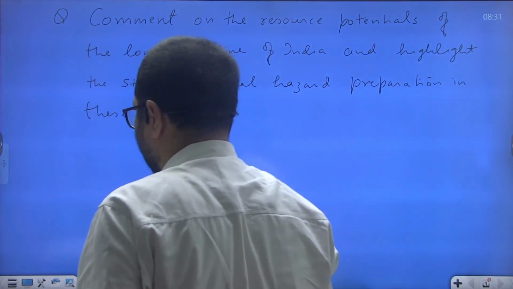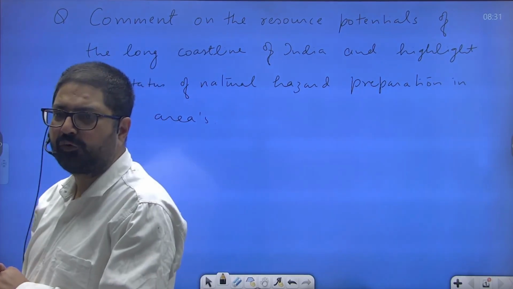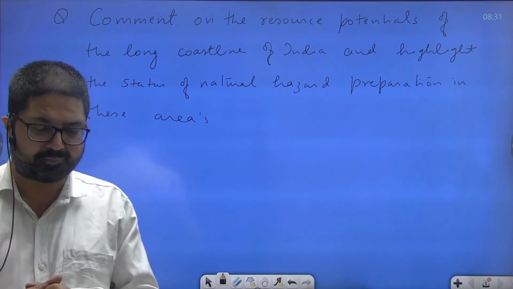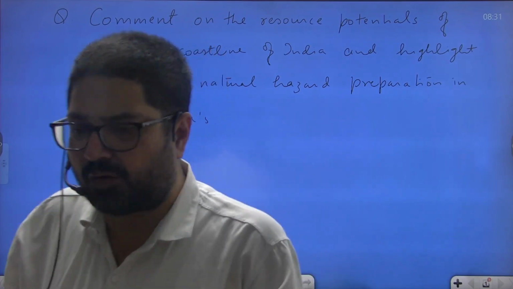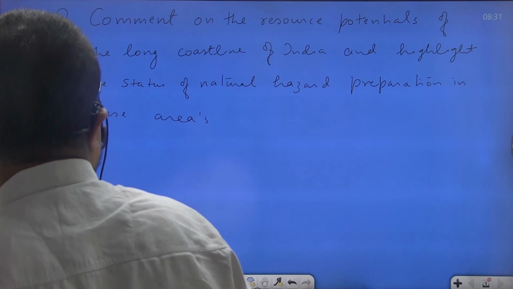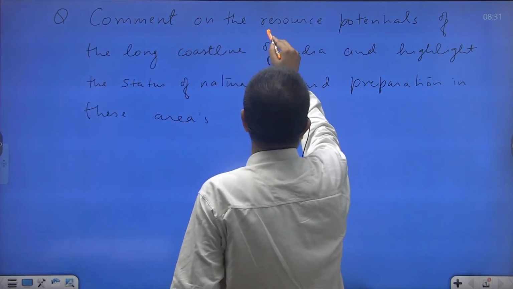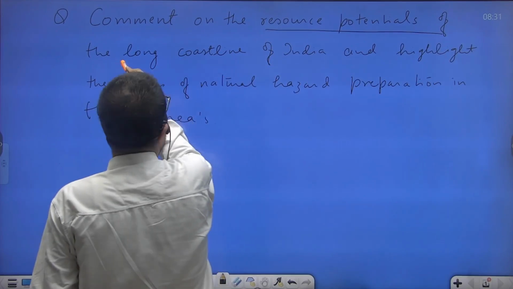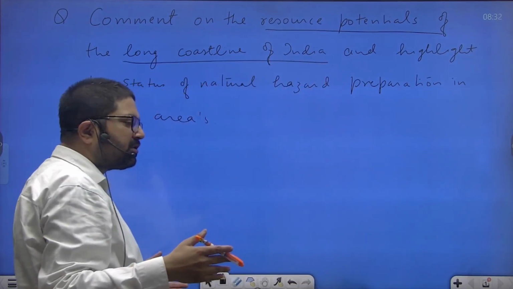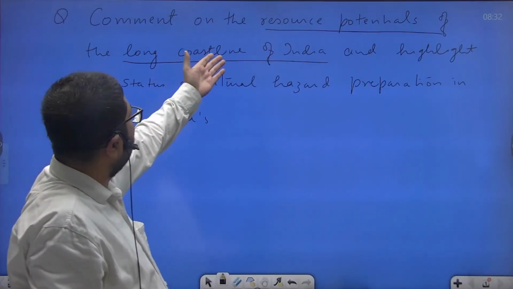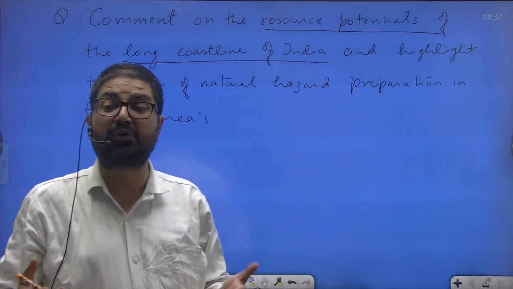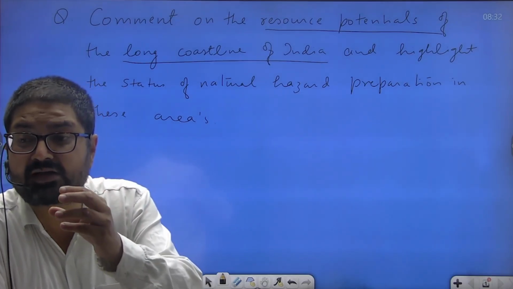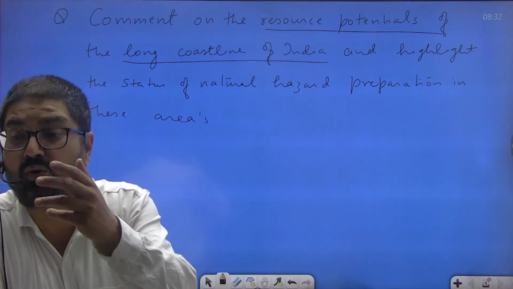So friends, now again we are going to discuss the previous year's questions of UPSC asked in GS paper 1. The question is, comment on the resource potential of the long coastline of India. What resources does India have access to because of its long coastline? What advantages does India possess, or what resources does India avail because of its long coastline?